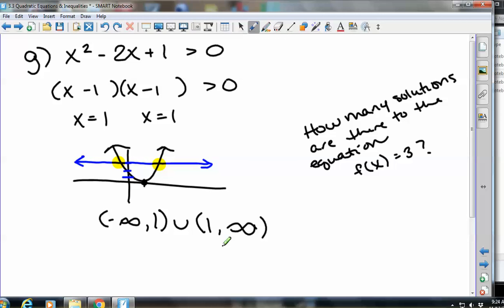If I had said f of x equals negative 3, how many solutions would there be to that? None. It never hits negative 3. What if I said f of x equals 0? How many solutions? 1. That's what we've been doing in all of these. But we could really be finding when it equaled any y value. Alright, I'm really done now.